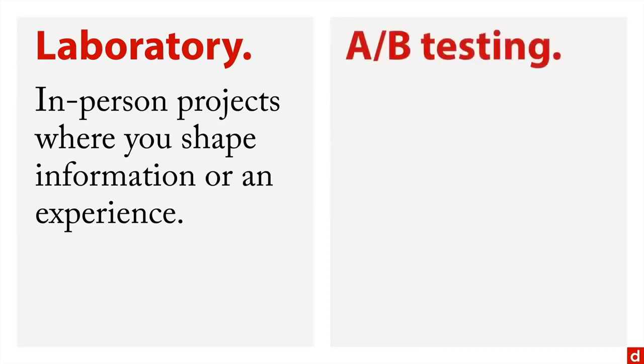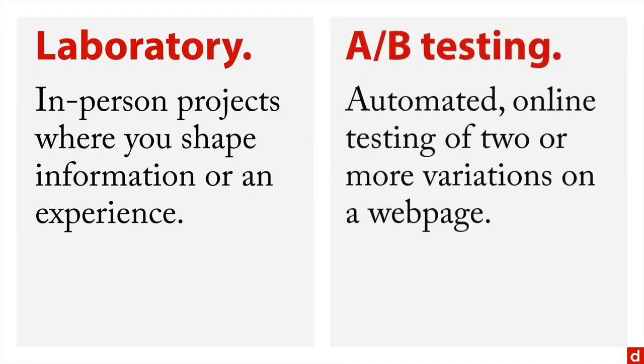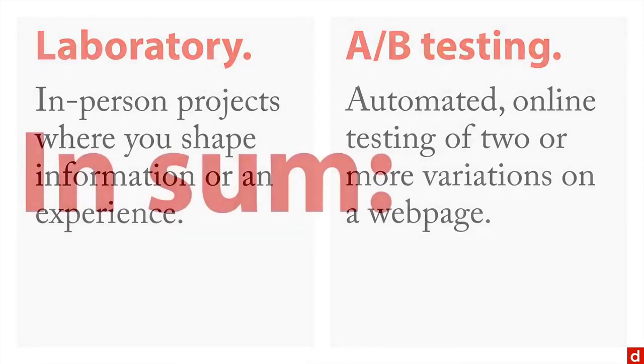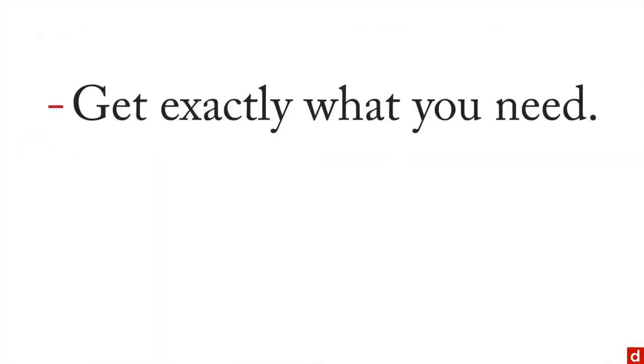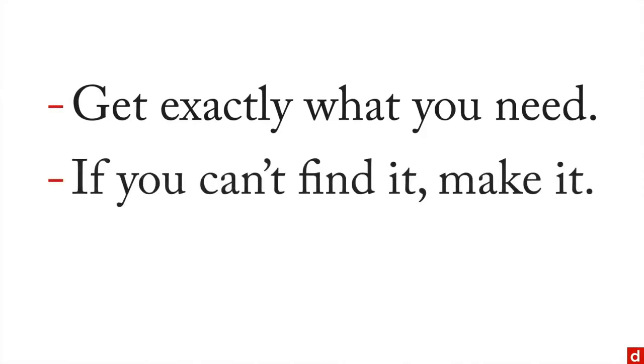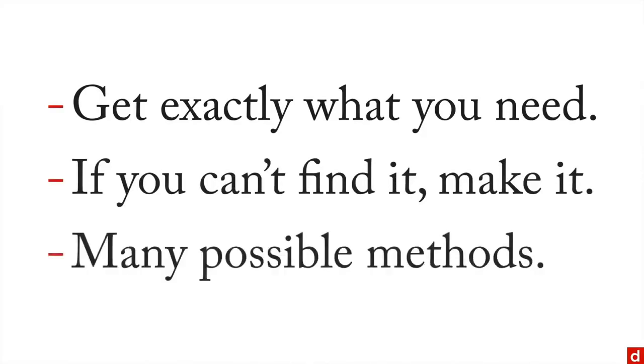And then there's also A/B testing. This is automated online testing of two or more variations on a web page. It's a very, very simple kind of experimentation that's actually very useful for optimizing websites. So, in sum, from this very short introduction, make sure you can get exactly what you need. Get the data you need to answer your question. And if you can't find it somewhere, then make it. And as always, you have many possible methods, each of which have their own strengths and their own compromises. And we'll talk about each of those in the following sections.